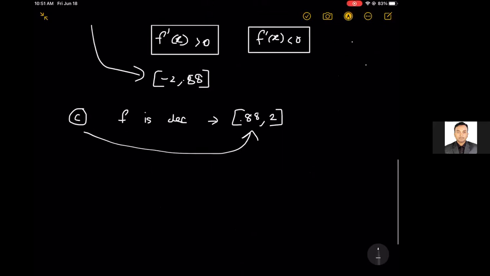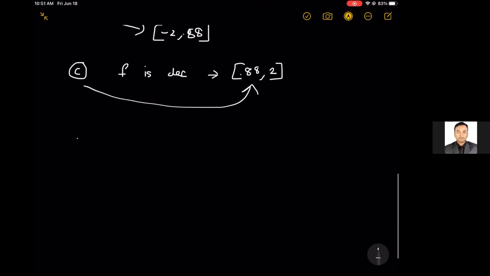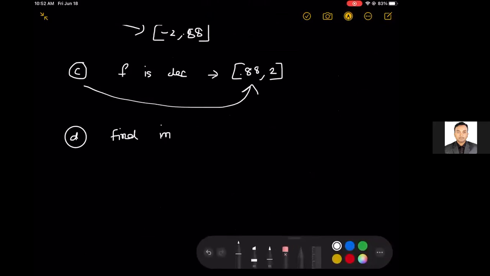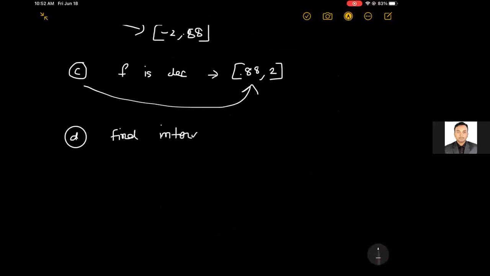The next part is find the inflection point. Okay, I shouldn't say inflection point straight away. Find the interval where it's concave up. Interval 4, I should say here. Find the interval for concave up.